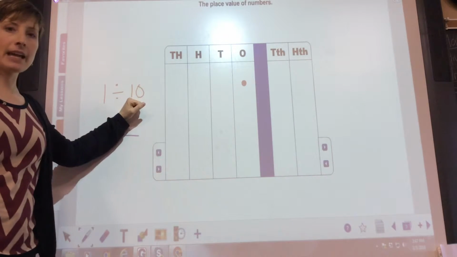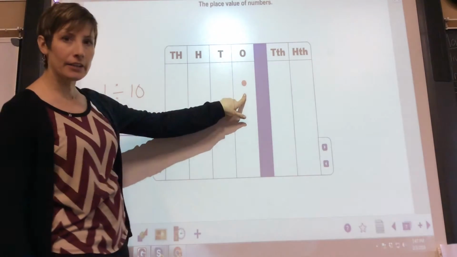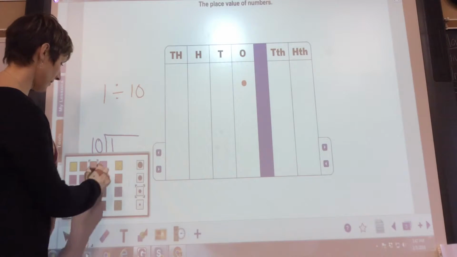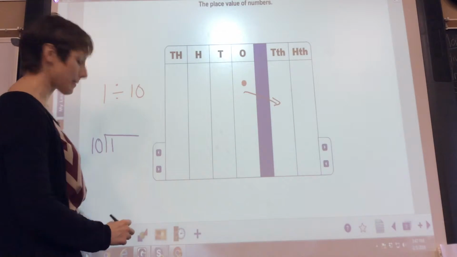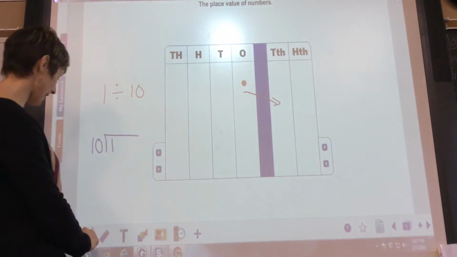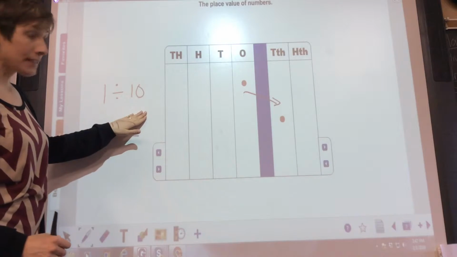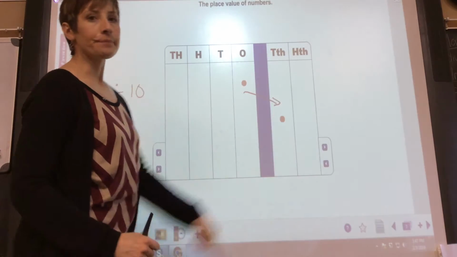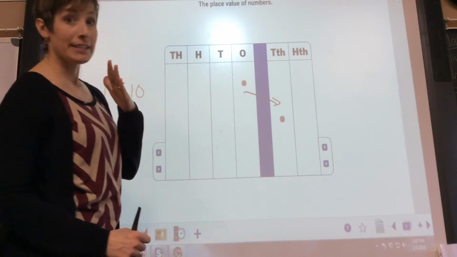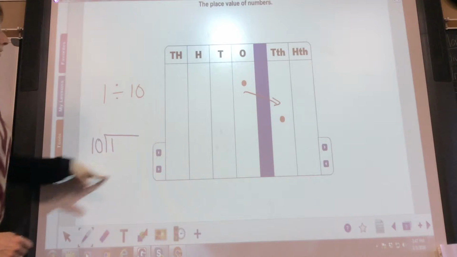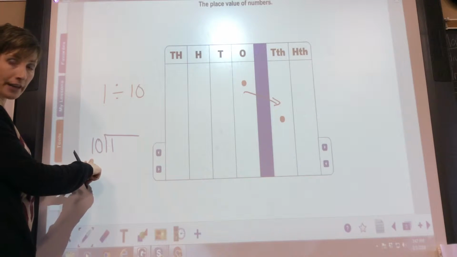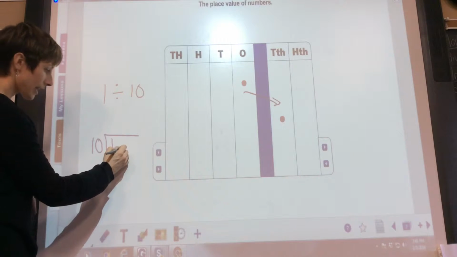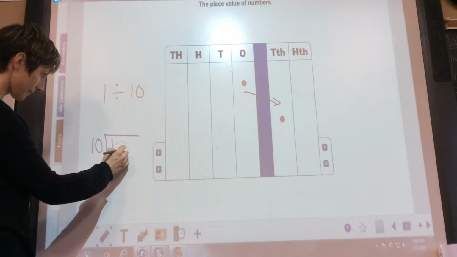1 divided by 10, not as good. If you have $1, you're going to share it among 10 friends. You're going to break that dollar up, and guess what? You only get a dime this time. We're still sliding on the place value chart. 1 divided by 10 equals 1/10. Look at a division problem. We can't do 1 divided by 10, right? You throw your decimal in.